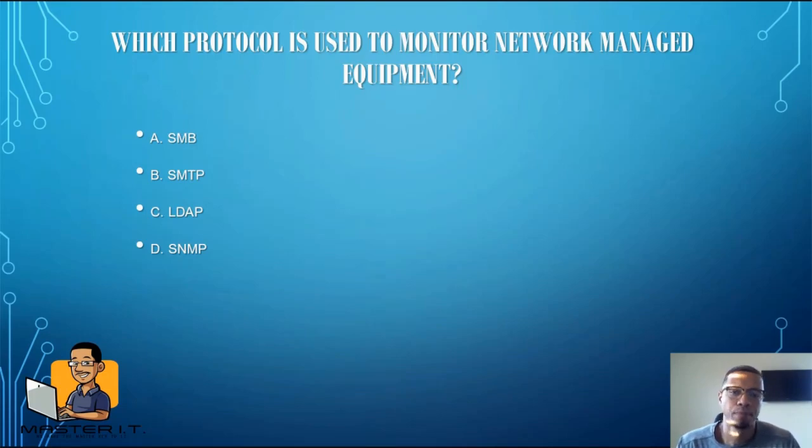Which protocol is used to monitor network managed equipment? Which protocol? This is another thing about acronyms. Make sure you understand what acronyms are, because a lot of times an acronym can actually give you the answer or at least steer you in the right direction, okay? Perfect. It is D, Simple Network Management Protocol.